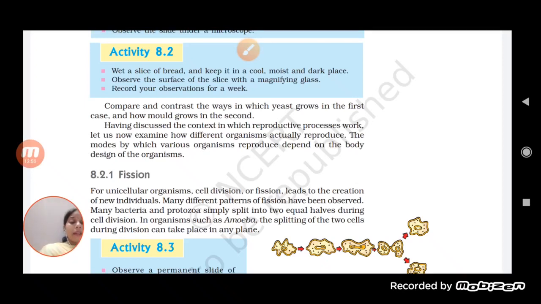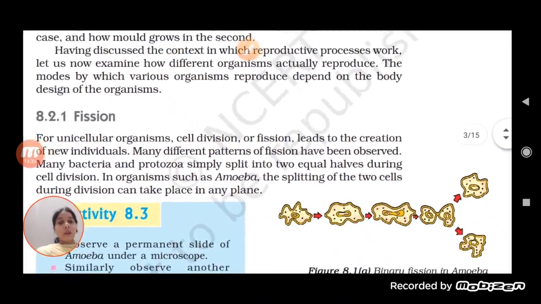Now see here, there are some single-cell organisms, especially unicellular organisms, which show this kind of reproduction. A unicellular organism shows a kind of reproduction called fission. Why is the term fission? In class 8 we are very well acquainted with binary fission, students, but here it is not written as binary fission, because fission can be binary fission or multiple fission. For unicellular organisms, cell division or fission leads to the creation of a new individual.